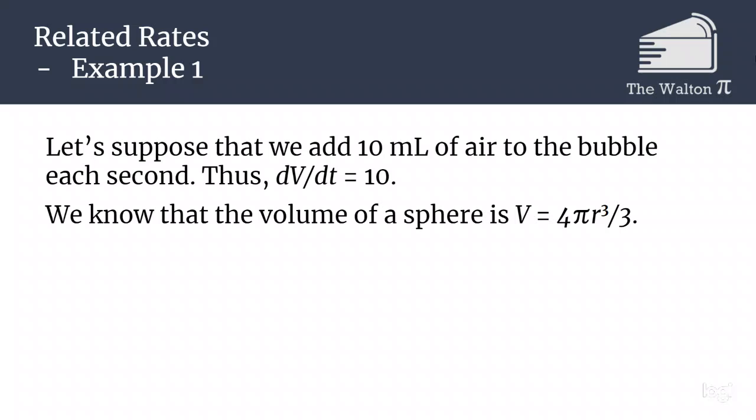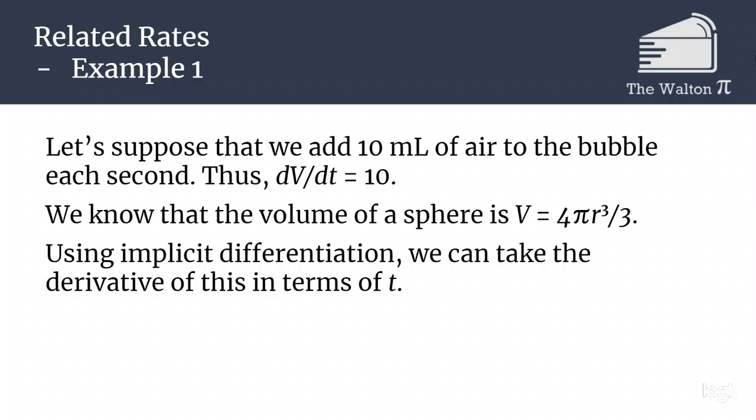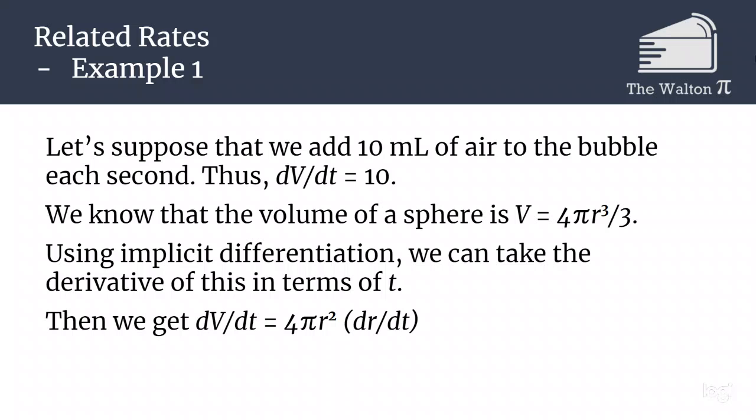So we have our volume, we now need to figure out how can we get a dr/dt, so the rate the radius changes. We are going to do that by taking implicit differentiation and taking the derivative of everything with respect to t. So that's going to give us dV/dt is equal to 4 times pi times r squared times dr/dt. So what that means is we now have a relationship between dV/dt, which we know, and dr/dt, which we don't.